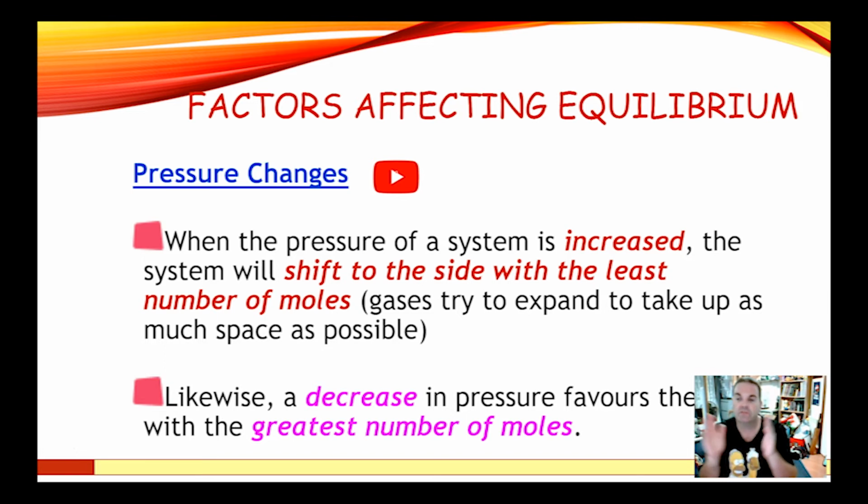Likewise, if you increase the pressure, the gases have more room and want to take up more room, so more reactions occur to produce more moles, and that's the opposite of the impact you put upon the equilibrium system. So a decrease in pressure favours the side with the greatest number of moles, and an increase in pressure favours the side with the least number of moles.